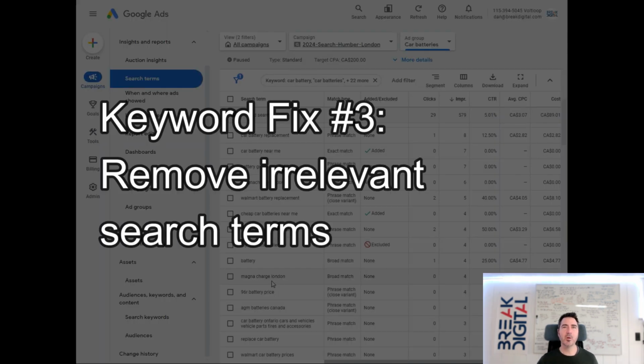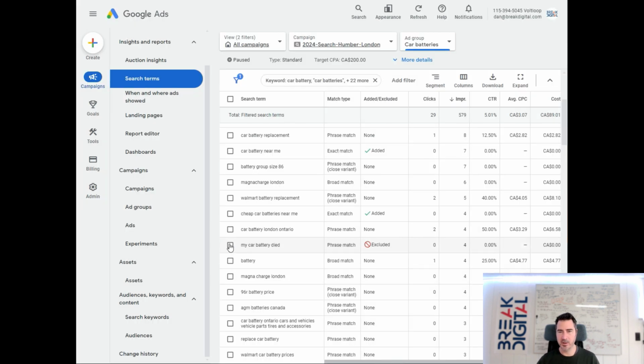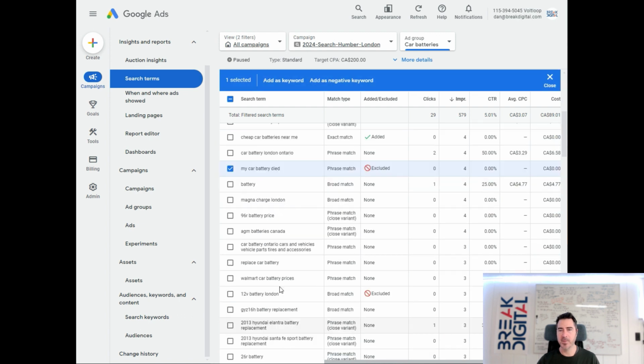And the third type of keyword we're looking for in a search term report are irrelevant keywords. So keywords that represent a search intent or traffic that we don't want to pay for on our site. So this one here, my car battery died. I excluded that one yesterday by adding it as a negative keyword because this person probably needs a car battery, but not yet. They're not ready to buy something yet, at least not from us. They have too much of a knowledge gap.